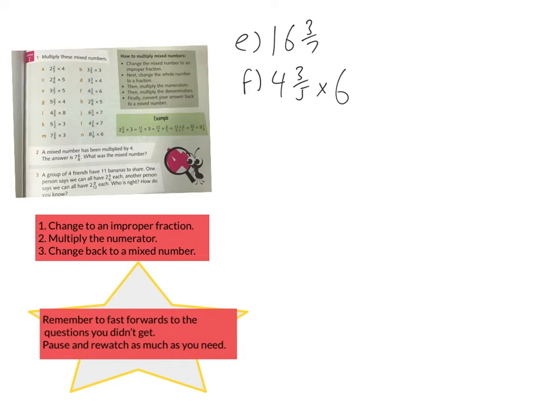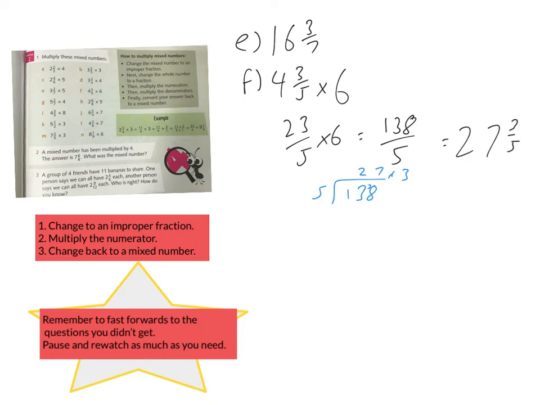F is 4 3/5 times 6. 4 5s are 20 plus 3 is 23. So it's 23 fifths times 6. 20 times 6 is 120. 3 times 6 is 18. So I've got 138 fifths here. And I've got to divide that by 5, which gave me 27 remainder 3. So 27 and 3/5 is the answer.